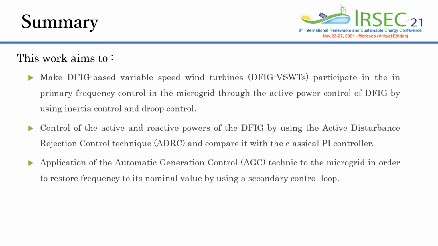This work aims to make the DFIG based variable speed wind turbines participate in the primary frequency control in the microgrid through the active power control of the DFIG by using inertia control and droop control. Also, the control of the active and reactive power of the DFIG by using the ADRC control, and we compare it with the classical PI controller.